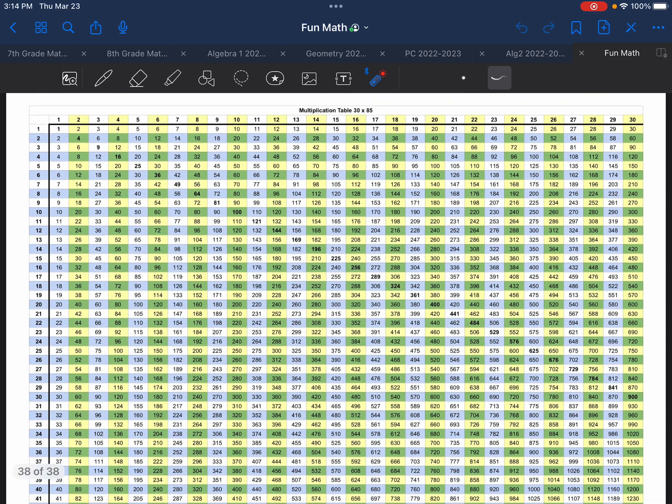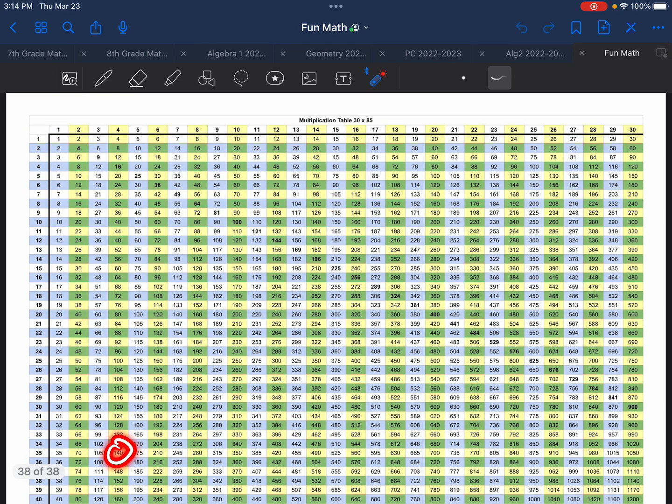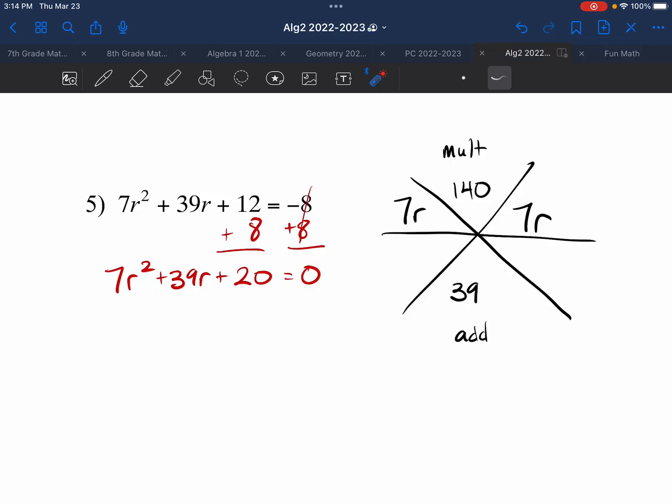140 went, okay, you can't even see it, but now we can. So this 140 came from 4 and 35. And notice that 4 and 35, those do add up to 39. So my answer must be 4 and 35. I'll come back over here and say the answer here is 4 and 35.